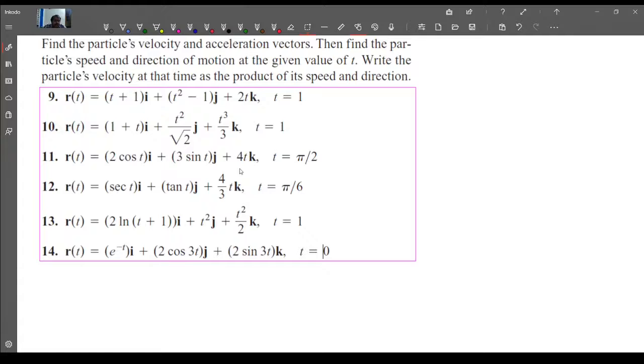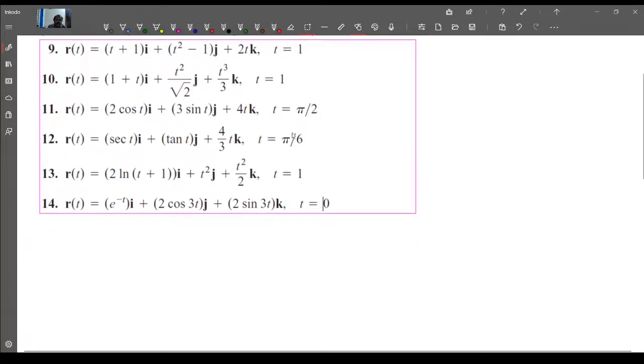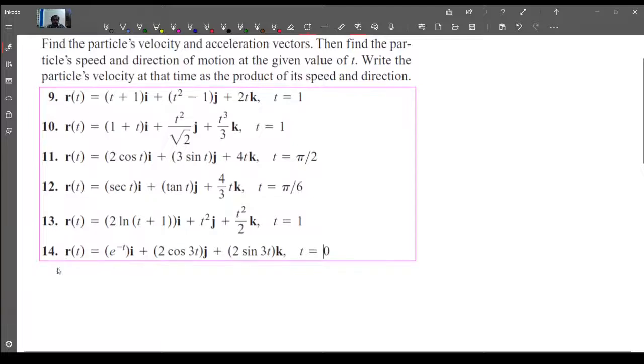Now we do these problems. In the following exercise, it is given that the position of the particle in space at a time t is r of t. We have to find the velocity, acceleration, and we have to find the particle's speed, direction of motion, and write the velocity at that time as the product of its speed and direction. So we will do 1 or 2 problems, and the remaining is homework for you. So consider the first problem.